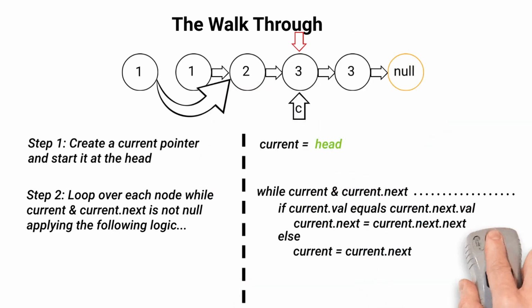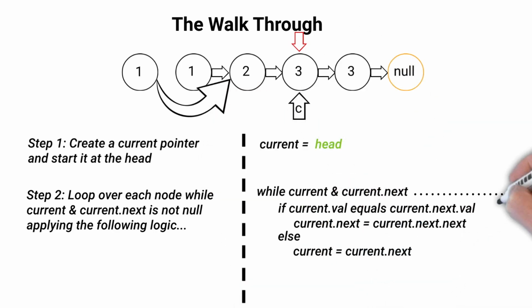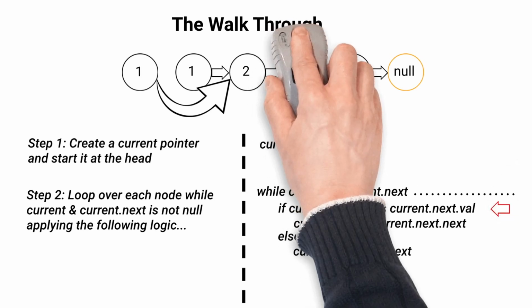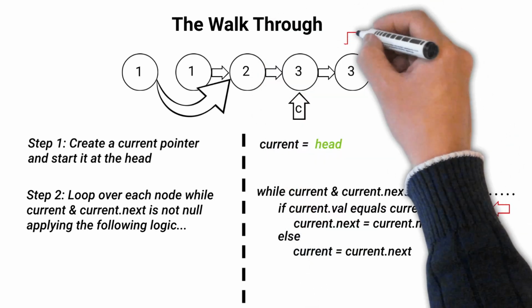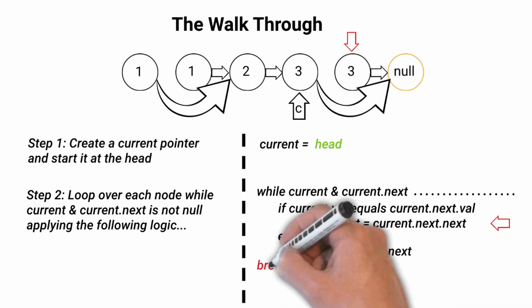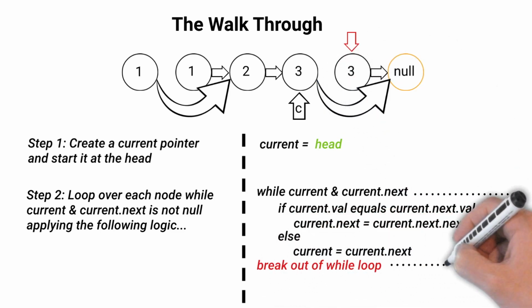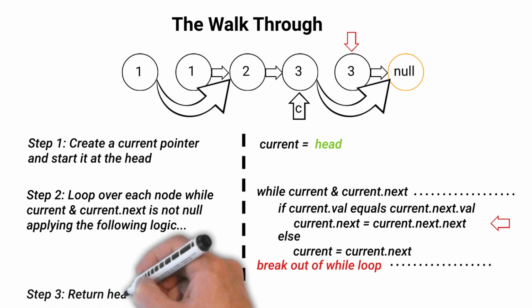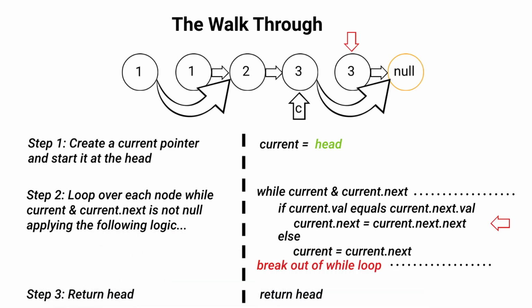And then we need to check if current.val equals current.next.val. Current.next.val is 3, 3 does equal 3, so set current.next equal to current.next.next. So current.next is now equal to null, so break out of the while loop. And then finally, step 3, return head.